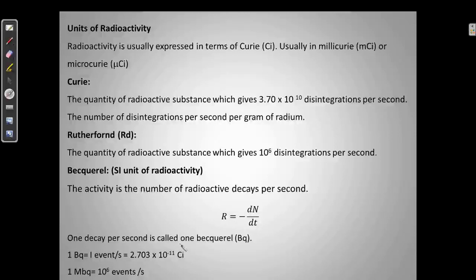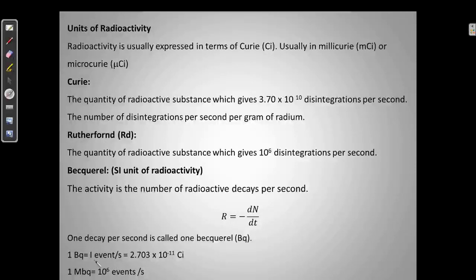Then 1 decay per second is called a becquerel. So in 1 second, 1 decay per second is called 1 becquerel. That is the unit of radioactivity. Becquerel can be defined as 1 decay per second.